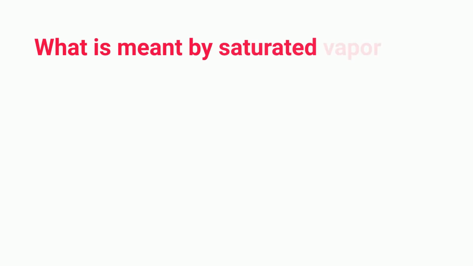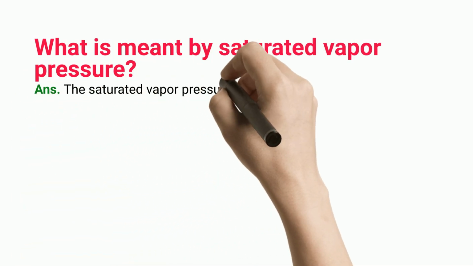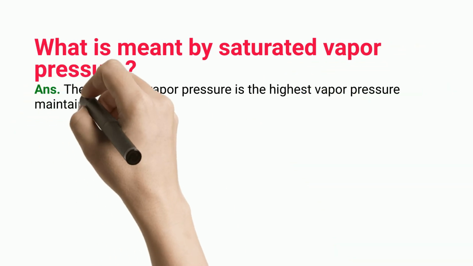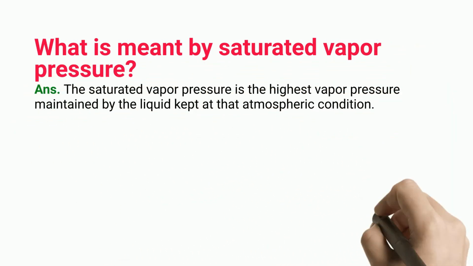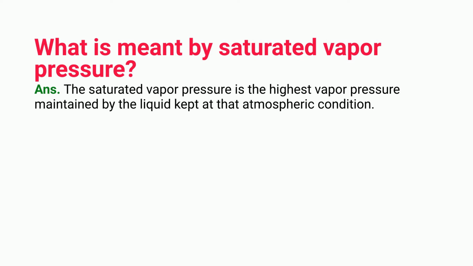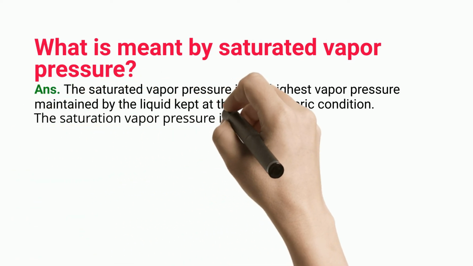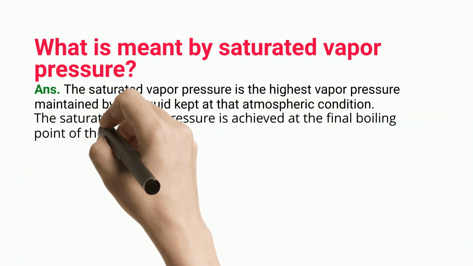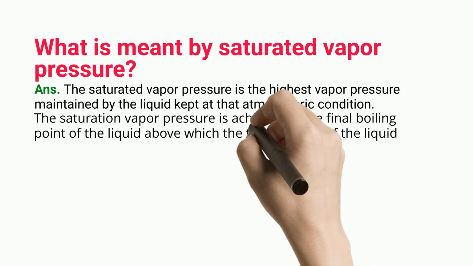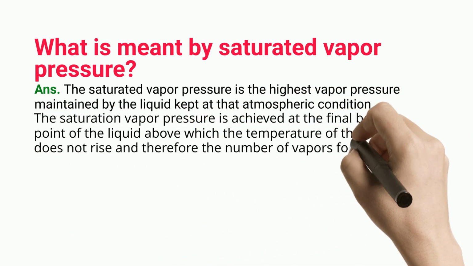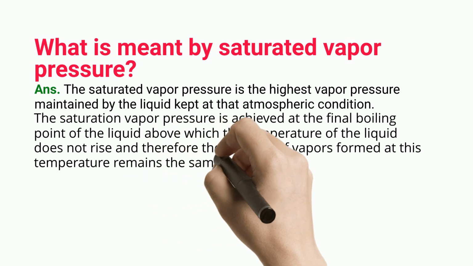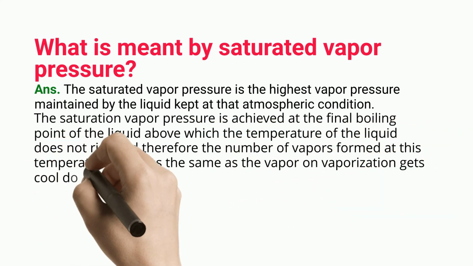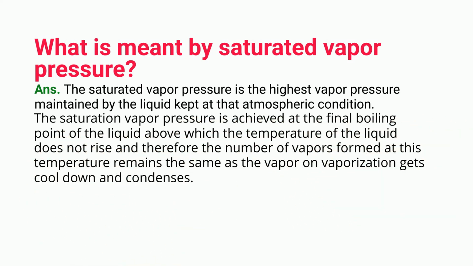What is meant by saturated vapor pressure? The saturated vapor pressure is the highest vapor pressure maintained by the liquid kept at that atmospheric condition. The saturation vapor pressure is achieved at the final boiling point of the liquid, above which the temperature of the liquid does not rise, and therefore the number of vapors formed at this temperature remains the same as the vapor on vaporization gets cooled down and condenses.